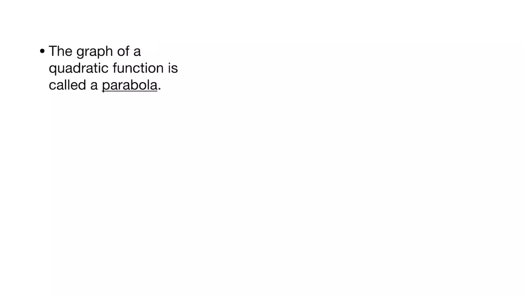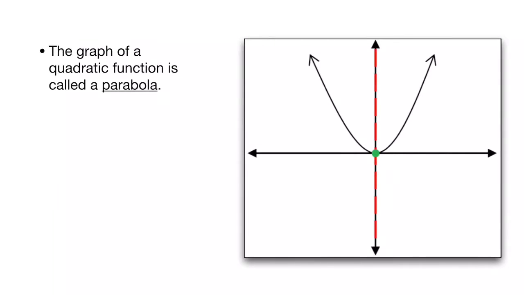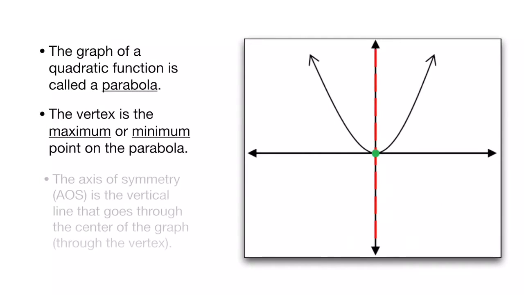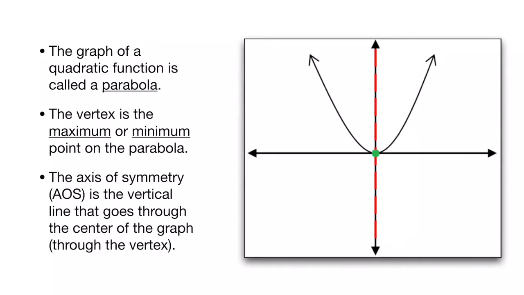The graph of a quadratic function is what we call a parabola. Oh, there it is. The vertex is the maximum or minimum point on the parabola. And the axis of symmetry is the vertical line that goes through the center of the graph or through the vertex. It's always going to end up being x equals the x value of our vertex.